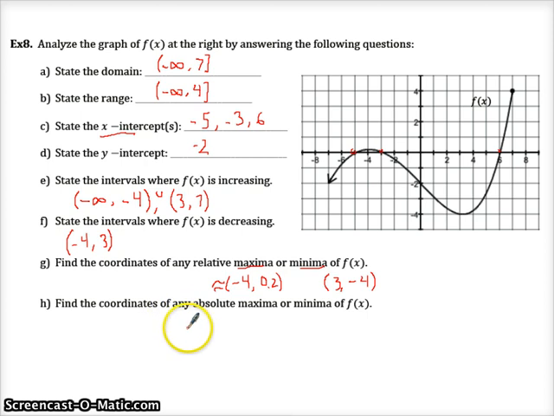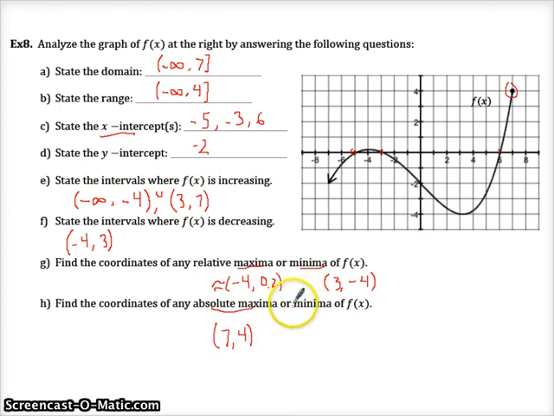And absolute minima or maxima. There's an absolute maximum, by the way, maxima is plural. There's an absolute maximum here. It doesn't get any higher than that. We're not going to call that a relative maximum because it doesn't turn around. We'll call it absolute because there's nothing bigger than that in this function in terms of y value. So (7,4) is an absolute maximum.